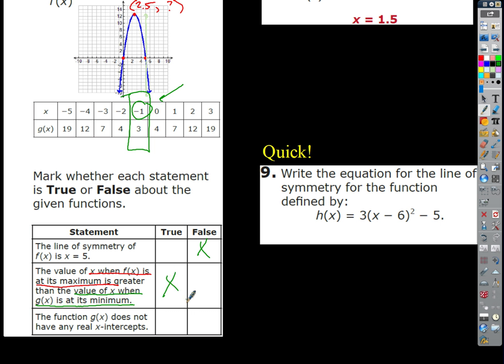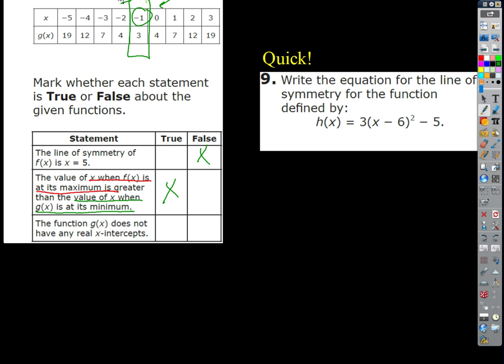And then the last one: the function in the table, g of x, does not have any real x-intercepts. True, how come? It doesn't reach 0, does it? It would go through the x-axis when y equals 0, and it never does that. The smallest y value is still positive. So that's false. Oops, no, it's true. It doesn't have any real x-intercepts because it never goes through 0.